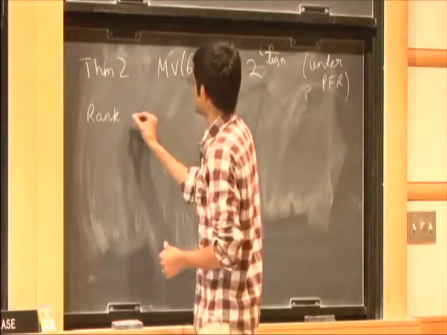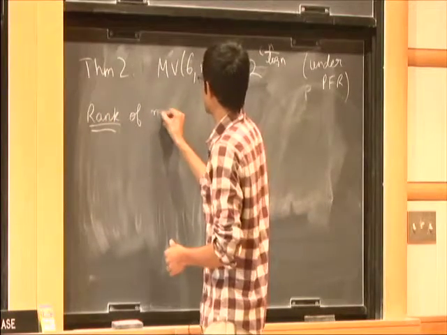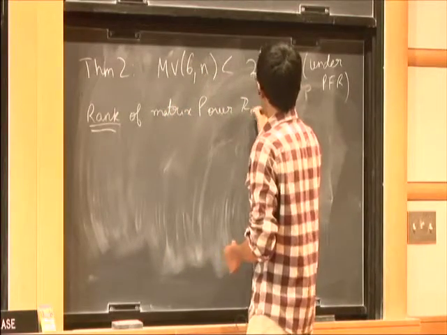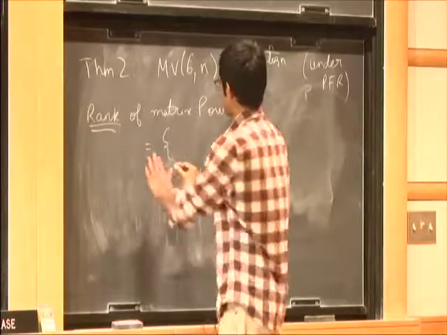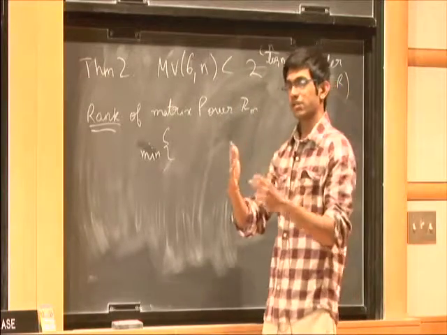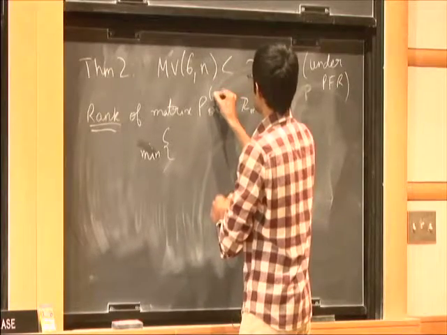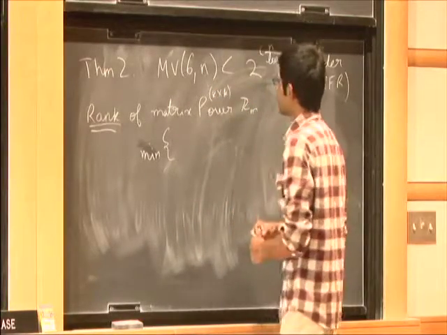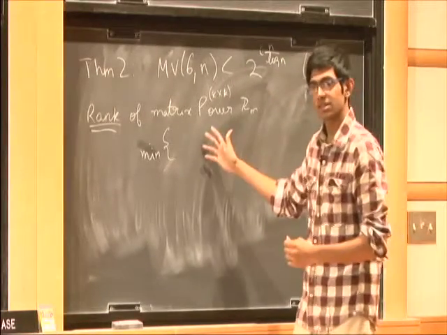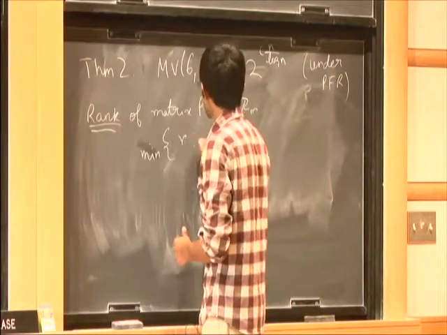The rank of a matrix P over Z_m is the minimum R so that you can write P as a product of a K cross R matrix and an R cross K matrix. It's the sum of rank 1 matrices. Yeah, but we'll use this. It's okay, it's the same.